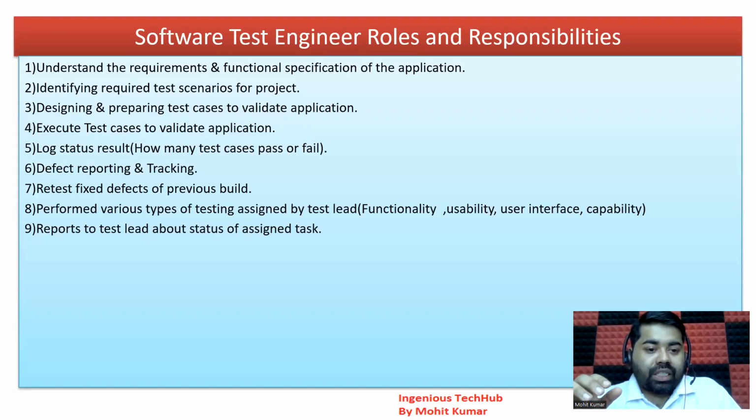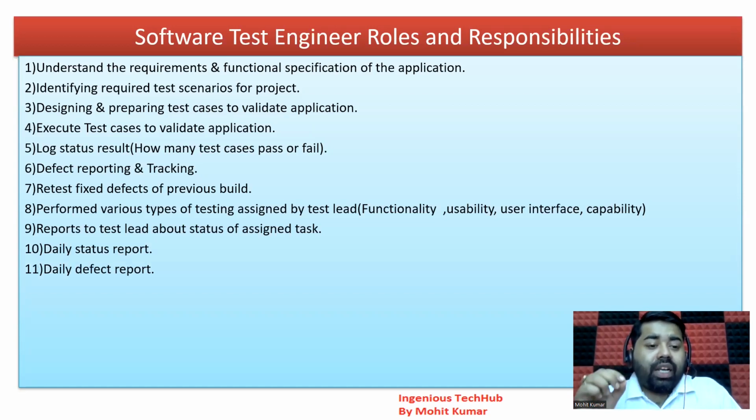Report to the test lead about the status of the assigned task. Definitely, if you are assigned some task, then you have to give the status. Your POC might be your manager or your test lead. Daily status report: we also have to give a daily status report of what you have done today. Daily defect report: today how many defects you found, or if you did not find any. So we have to track each and everything.